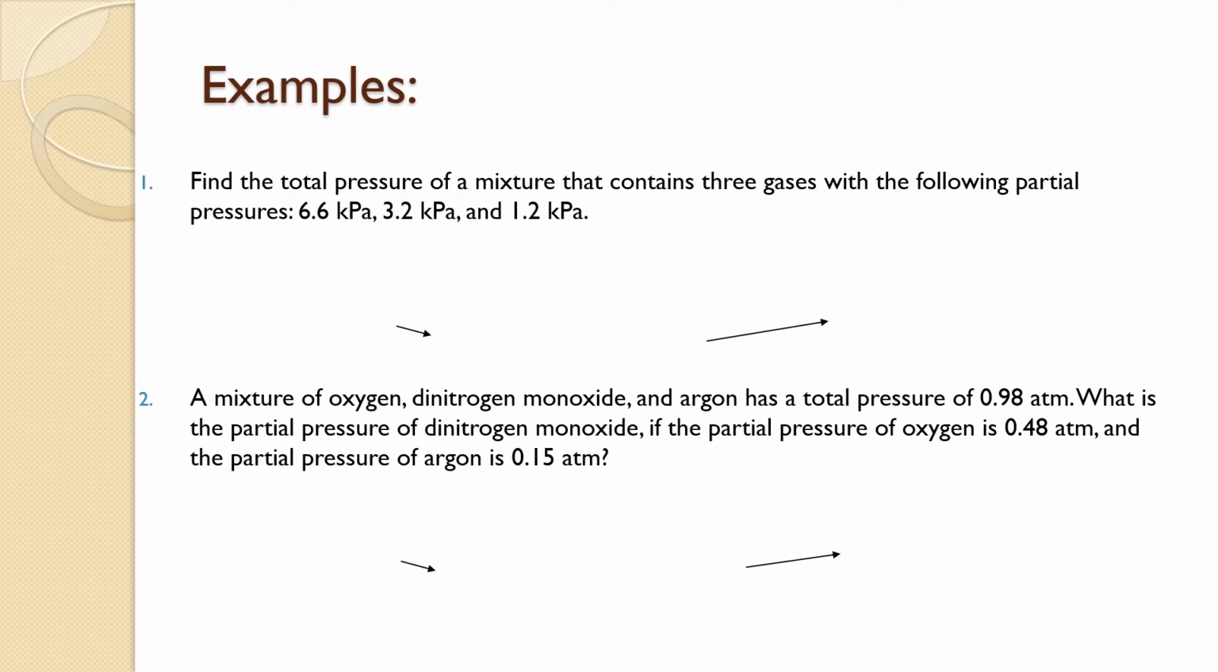In this case, you are given a total pressure and you are looking for one of the partial pressures of the gas. So you should have your equation set up like I do in the middle. From there, you need to go ahead and solve for this problem, and you should get a partial pressure of the dinitrogen monoxide of 0.35 atm.